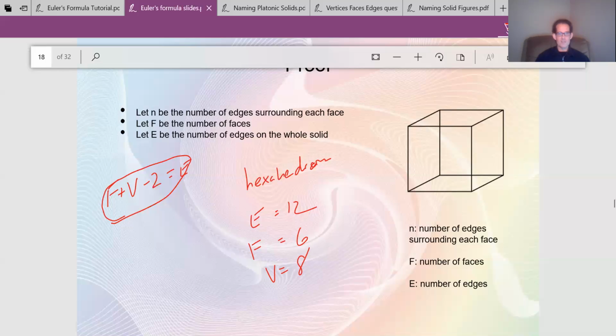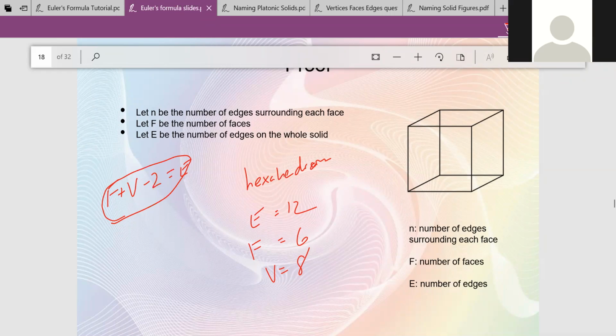So again, let's try this for faces, edges, and vertices. So for faces, I have the base of it, and then I have 4 faces going around my pyramid. So that's 5 faces. For edges, I have 1, 2, 3, 4 edges on the bottom, and of course, 4 edges going around the pyramid. So I have 8 edges. For vertices, I'm going to have 1, 2, 3, 4 plus the apex. That counts as a vertex. So I have 5 vertices.